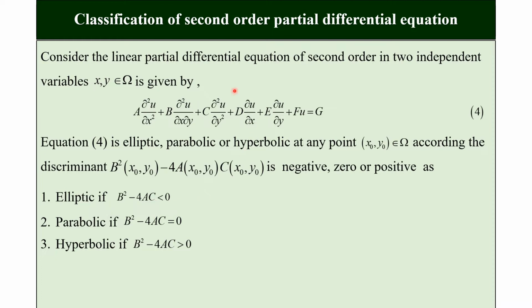If the value of b square minus 4ac is less than 0, then the given partial differential equation is an elliptic partial differential equation, and if the value of b square minus 4ac is equal to 0, then the given partial differential equation is a parabolic partial differential equation. And in the same way, if the value of discriminant b square minus 4ac is greater than 0, then the given partial differential equation is a hyperbolic partial differential equation.